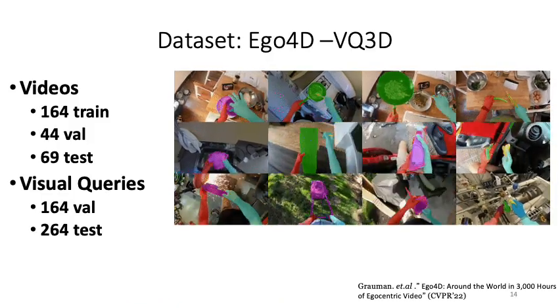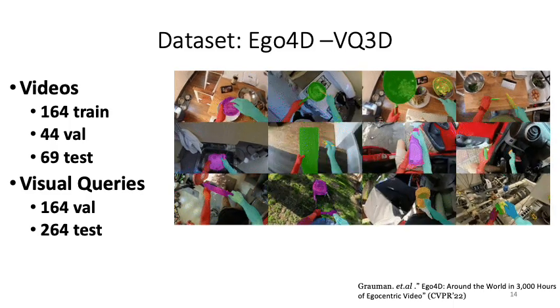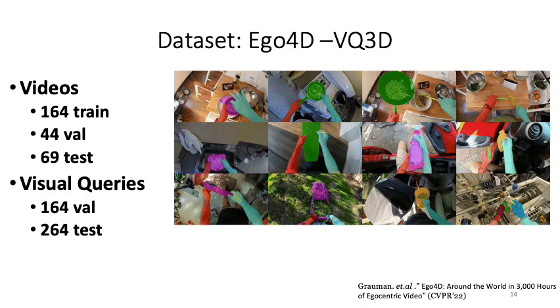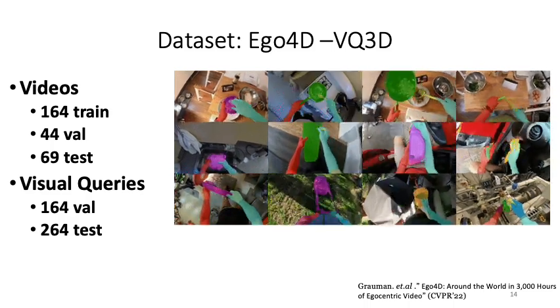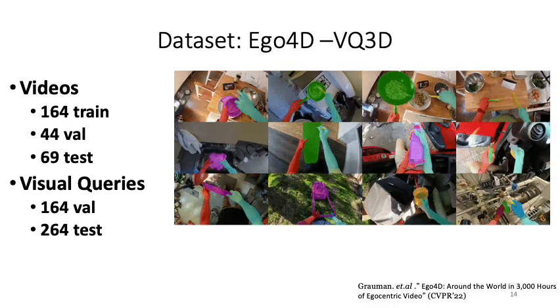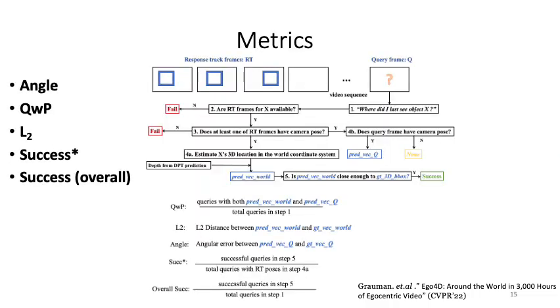The Ego4D VQ3D benchmark has 164 training videos, 44 validation videos, and 69 test videos. The visual queries are 164 in the validation set and 264 in the test set. The metrics used are the angle difference, the query with poses, the L2, success on posed images, and overall success. This follows exactly from the Ego4D paper and is illustrated in this figure and explained further in the paper.